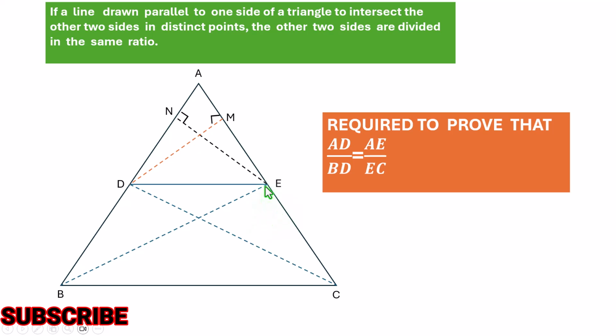Join BE and DC. Draw DM perpendicular to AD and EN perpendicular to AE. So here 90 degrees, 90 degrees, since DM and EN are the heights of the triangle ADE. So this construction is over.